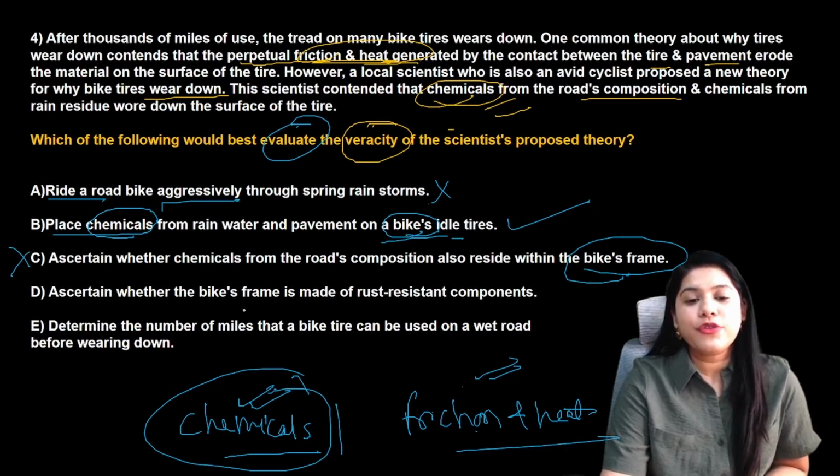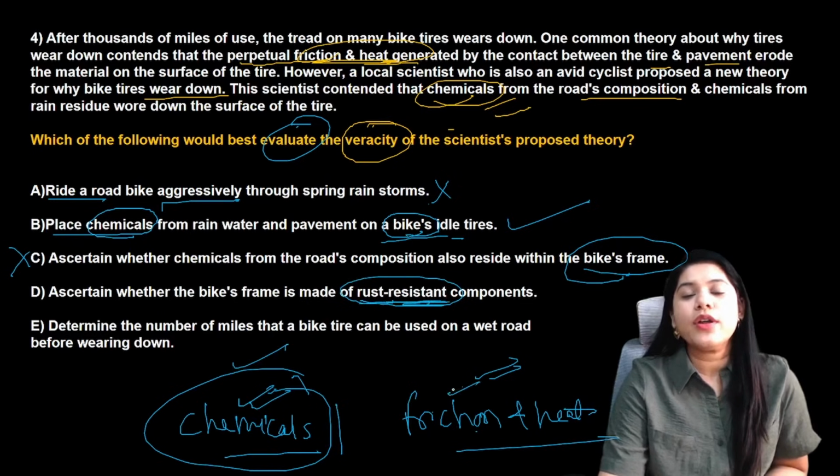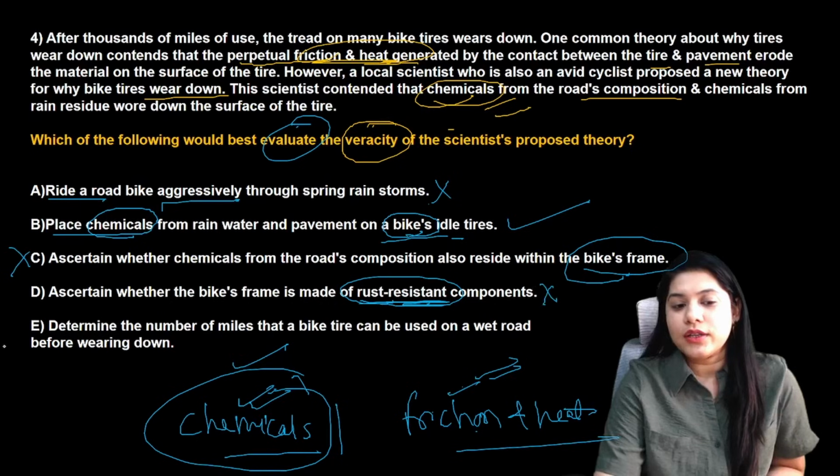Ascertain whether the bike's frame is made up of rust resistant components. Even if it is rust resistant, it's chemicals or friction that wear and tear we are talking about, not anything else.